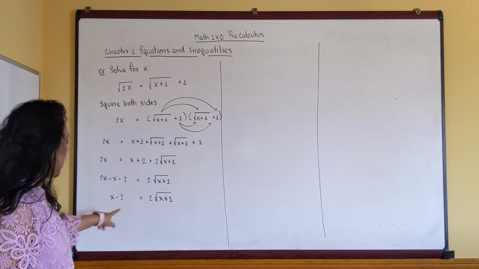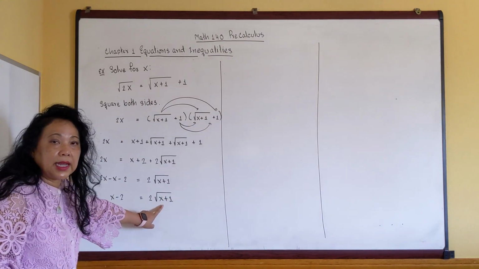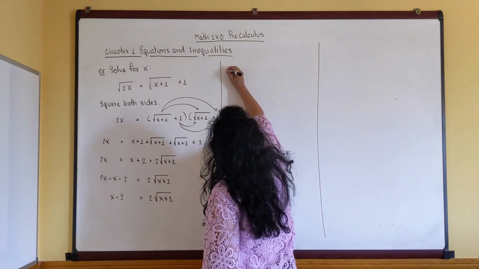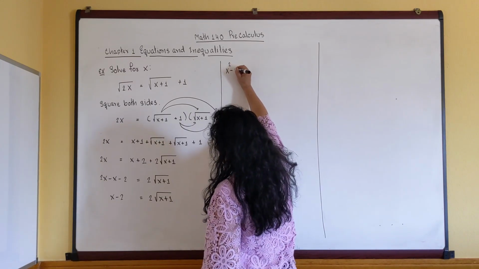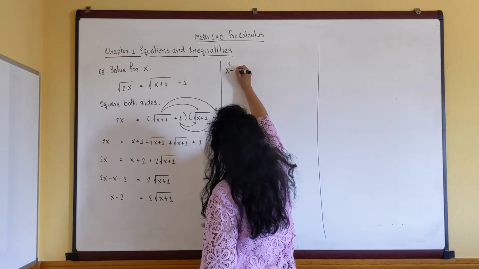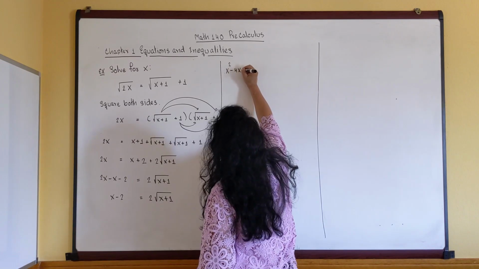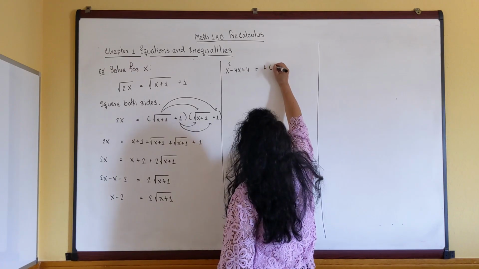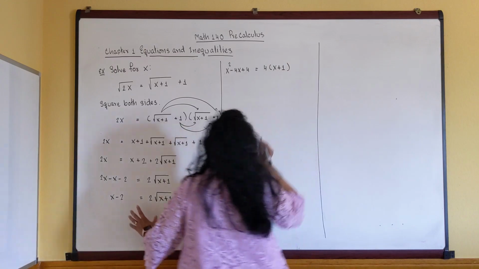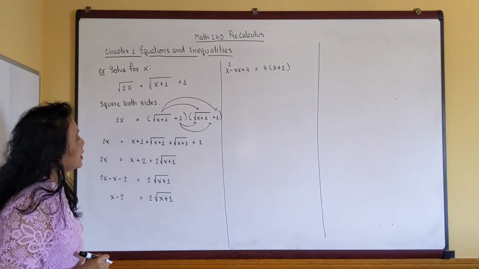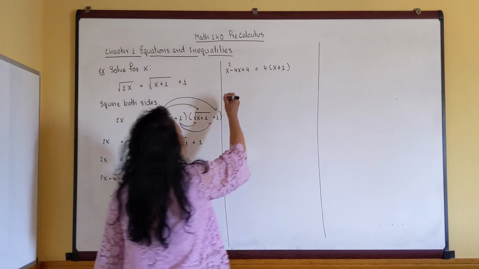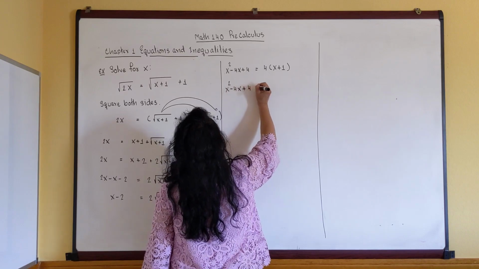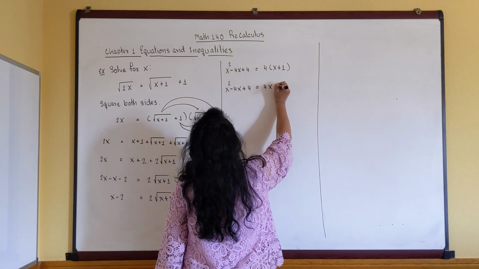Then I need to square both sides again, so I will take it out from the radical. So I'm going to square both sides. So the left hand side, I'm going to have x squared minus 4x plus 4. On the right hand side, I'm going to have 4 times x plus 1. I square both sides. Next step, I'm going to distribute the 4 to the right hand side. So I have x squared minus 4x plus 4 equal 4x plus 4.